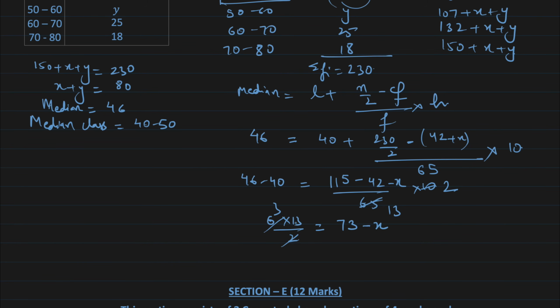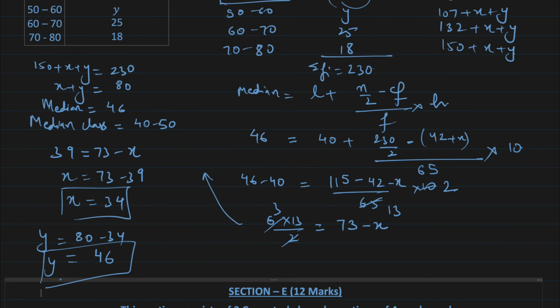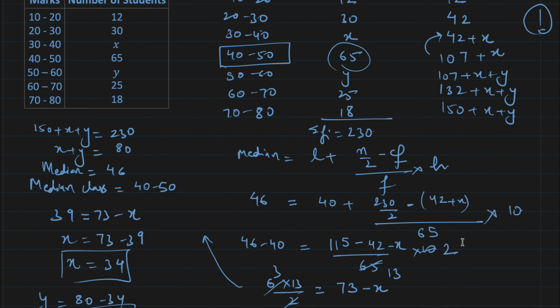Okay, so this is 3. So from here, I'll rewrite it here. 39 is 73 minus x. So x is 73 minus 39, which is 34. So we get the value of x. So x is this. y is 80 minus 34. So that's 46. So y comes out to be this. So we are done. Okay, we got full marks over here, right?